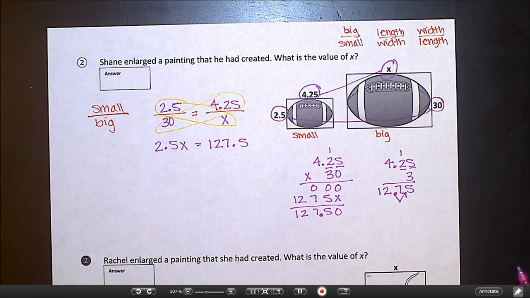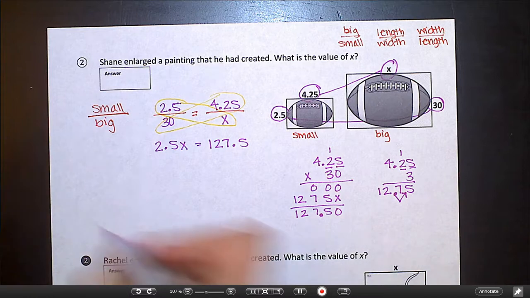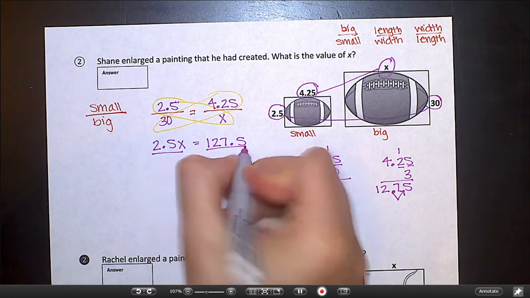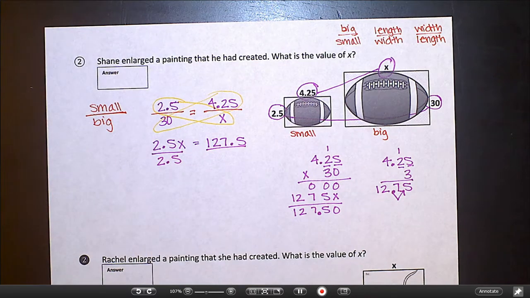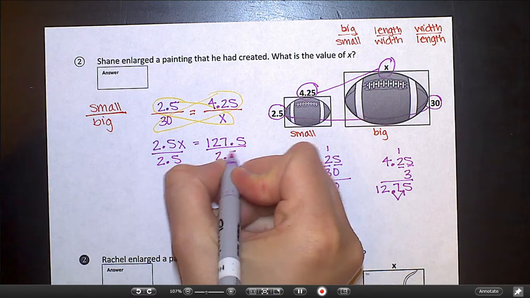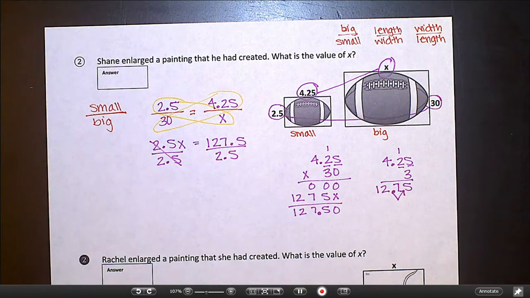So this test is going to have a lot of multiplication and division on it to help you get to the answers that you need. So don't freak out. Don't second guess yourself. You know how to do this stuff. Just remember the rules that you have already learned. So I'm going to now divide both sides by 2 and 5/10 so that I can cancel those out. And now I'm left with x equals something.